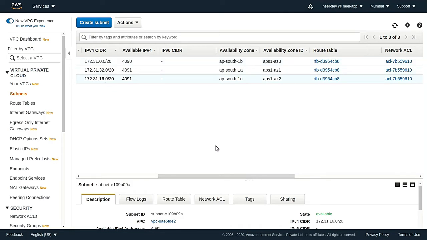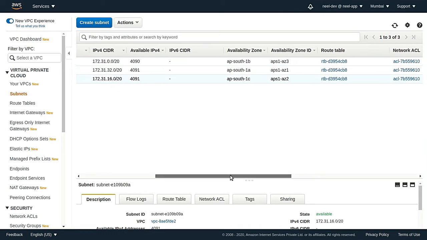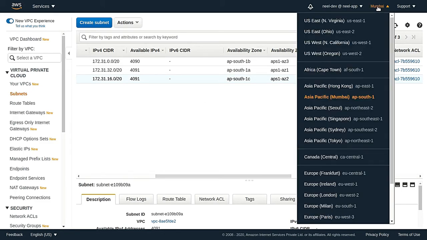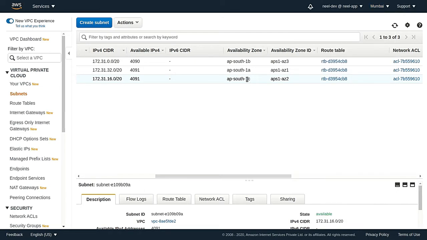Now let's go to the AWS management console. You can see here that we have the availability zones listed. I am already in Mumbai, so you can see all of the availability zones available.